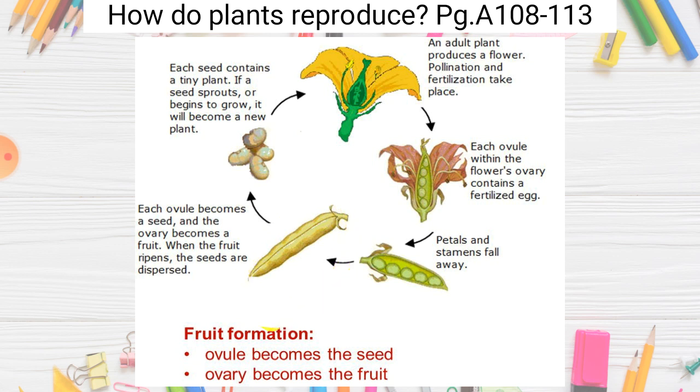When the fruit ripens, the seeds are dispersed, mostly by animals and people. And each seed contains a tiny plant. If a seed sprouts, it begins to grow, and it will become a new plant, and the process continues over and over again. Interesting, isn't it?